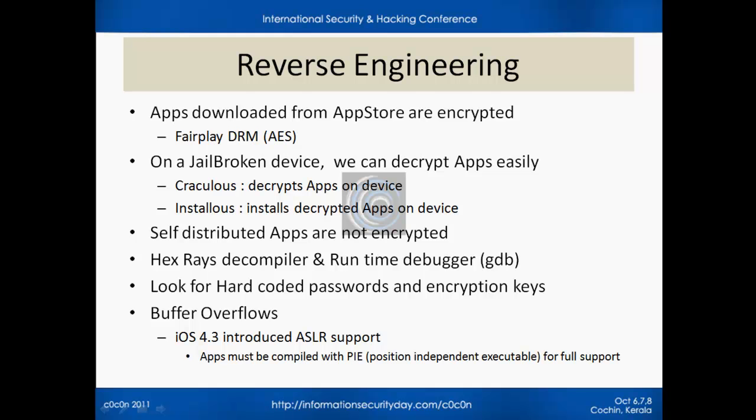If you open Crackulous, it will list out all the encrypted applications installed on the device. Click on your application and Crackulous immediately decrypts it and stores a decrypted IPA file. Copy this IPA file and make it available to Installous. Now, if you open Installous, it will list out the IPA file which you have uploaded. Click on install and it will install the decrypted application. Once you have decrypted the application, you can use the Hex-Rays decompiler to reverse engineer the application. You can also attach a runtime debugger like GDB and analyze the registers.